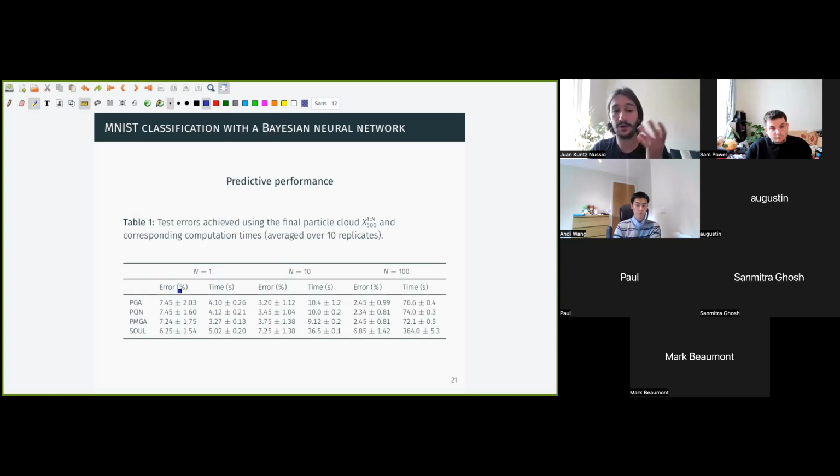So if we use a single particle, all algorithms did pretty similarly. Actually, SOL did a little bit better on these runs, but nothing too different. And the time it took to run is more or less the same for all of them. It's not surprising, because for a single particle, these algorithms all look very similar. But as you increase the number of particles, things got a little bit more interesting.